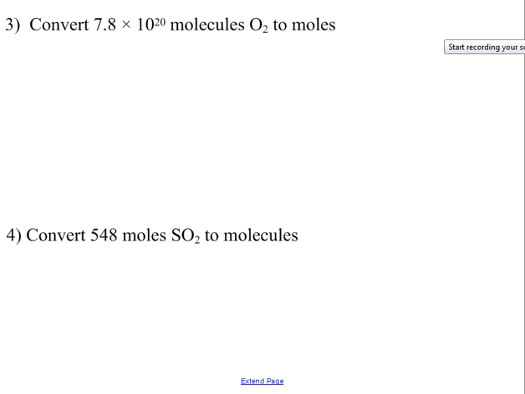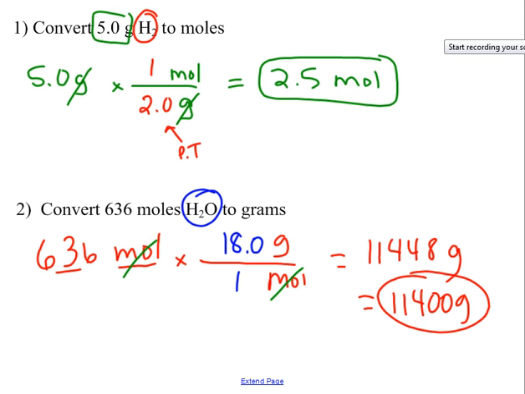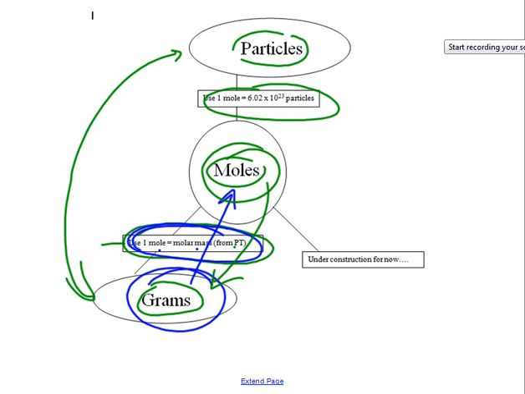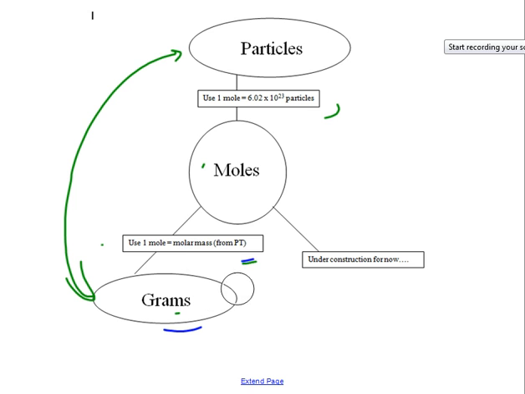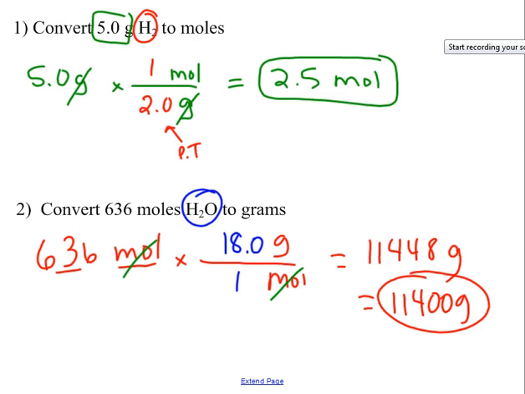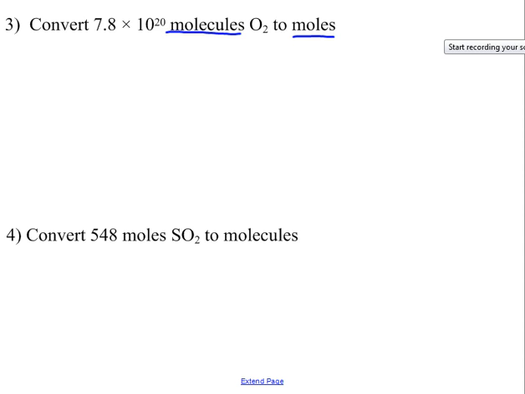All right, problems number 3 and 4. Number 3, we're starting with a certain number of molecules and we're trying to convert it to moles. So if we take a look, I'm going to go back and take a look at our mole map here. In this problem, we are starting in molecules, which is a particle, and we're trying to convert it to moles. So that's just a single step problem, and you're going to have to use Avogadro's number to help you do it. So that's what that mole map is supposed to help you see how to do these problems.